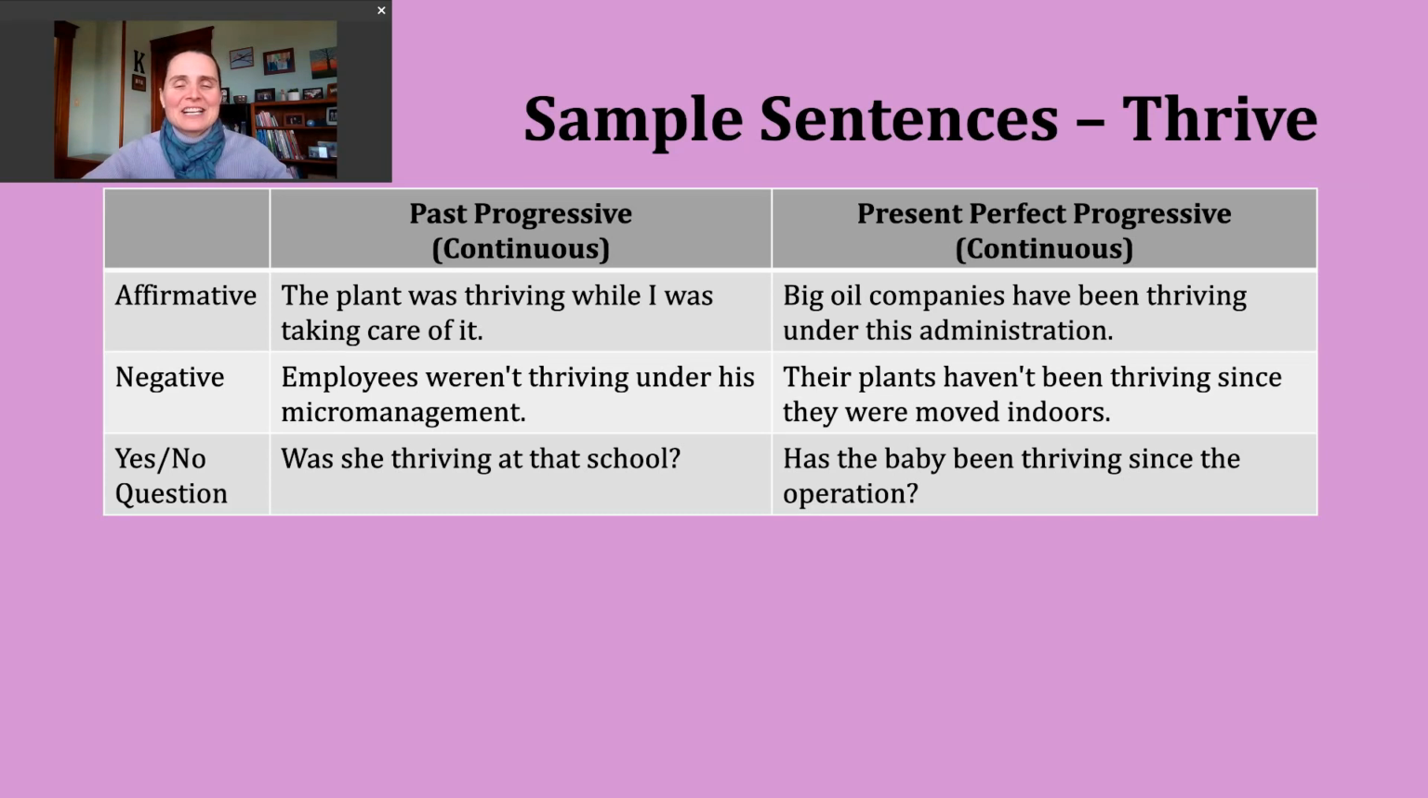Okay? Now let's look at making a yes or no question in the past progressive. To do this, I start with a past form of be, whichever form matches my subject, that subject comes next, and then the ing form the verb. Here's the last past progressive example. Was she thriving at that school? Sometimes you'll hear this word used to describe students who are doing well, performing well.